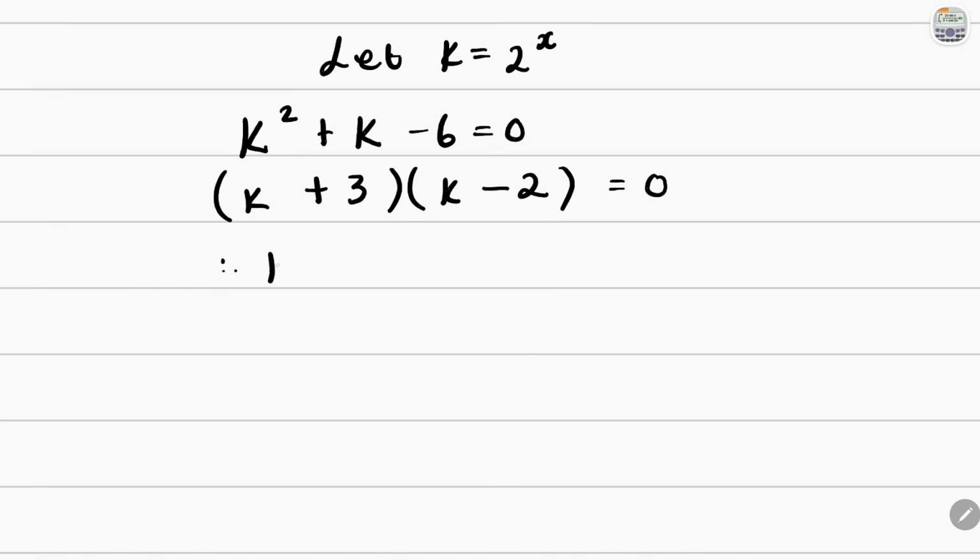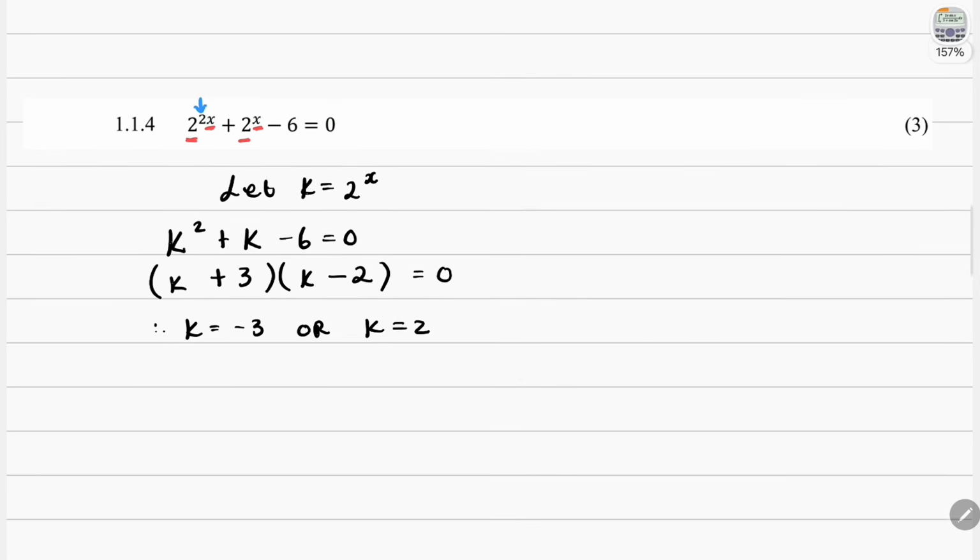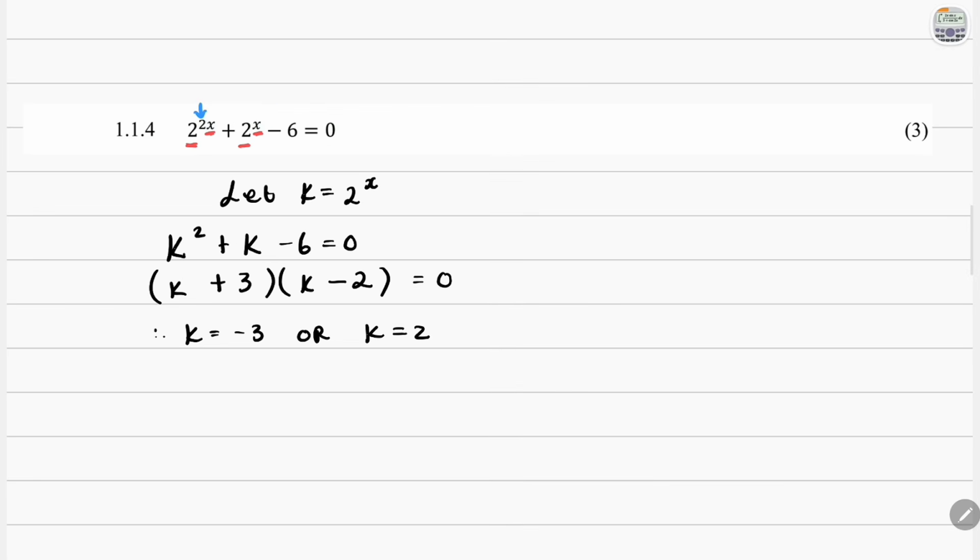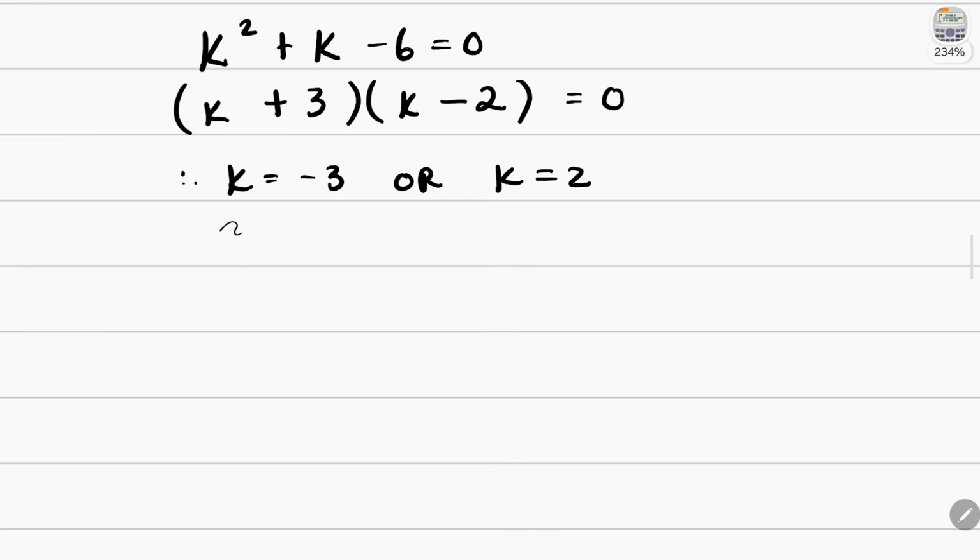Okay, so this means that k is finally equal to -3, or k is equal to positive 2. And now that we know that, we're trying to solve for x, not k. So replace what k was back into this equation. So we're saying in place of k, 2 to the power of x is equal to negative 3, or 2 to the power of x is equal to 2.